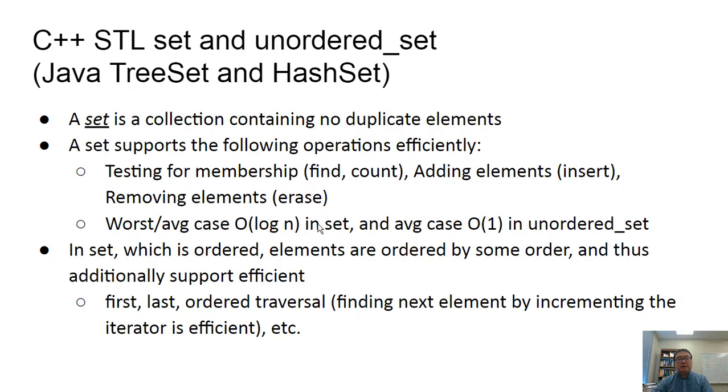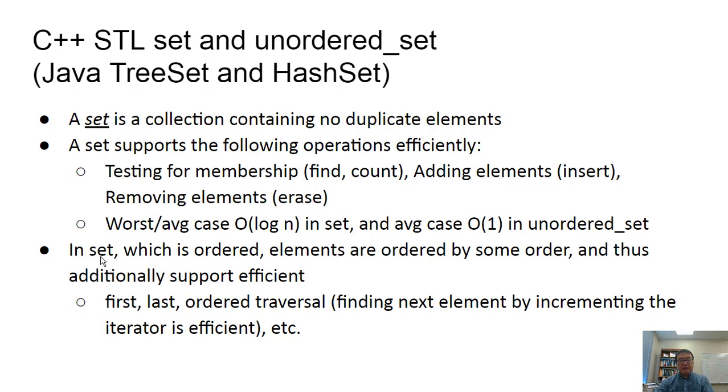And the implementation is hinted by the name of the Java classes. So set is implemented using what's known as a balanced binary search tree. And unordered set is implemented using a hash table, or HashSet, using hashing. So both concepts you should learn in a data structure course.